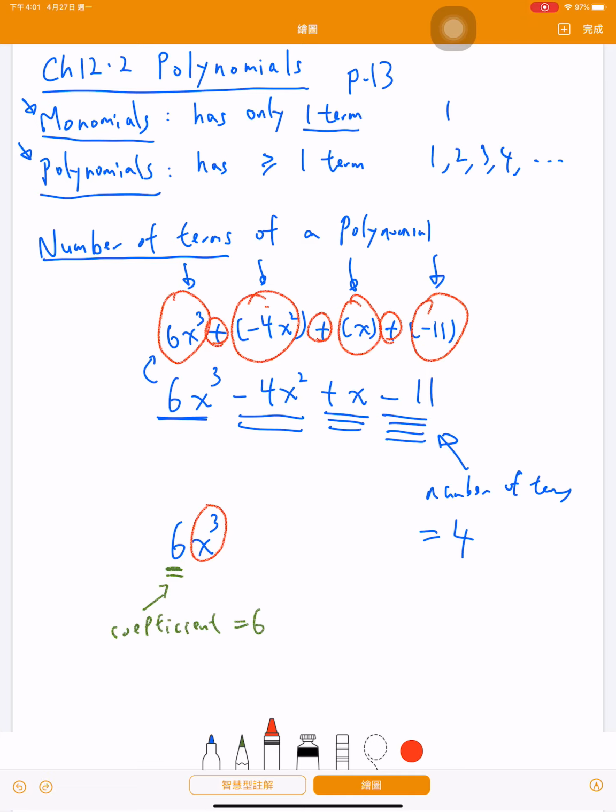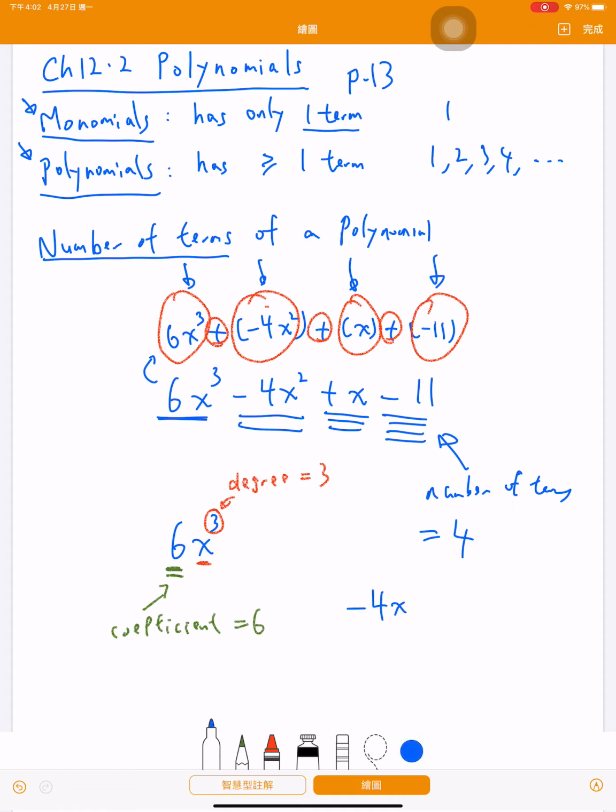Okay. So for another name, we'll call it the degree. Degree will be here, right? We have already learned what the index is. So this one, x to the power 3, this 3 is the index of the variable x, right? So the degree is equal to 3. Okay. Then we look for one more term.